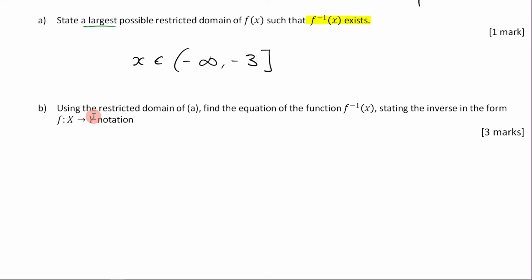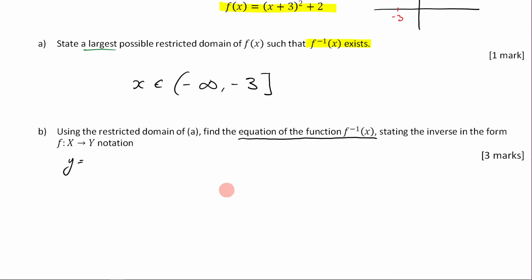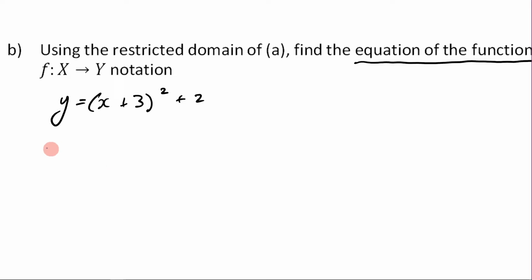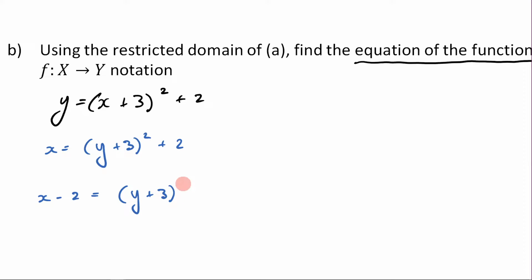We then continue. It says, using the restricted domain of A, find the equation of the inverse, stating the inverse in function notation. So I need to take my original graph, which is y equals (x plus 3) squared plus 2. I now am going to find the inverse. What do we do to find the inverse? You swap your x and your y around. We go x minus 2 is equal to (y plus 3) squared.